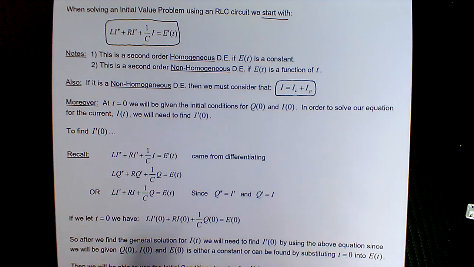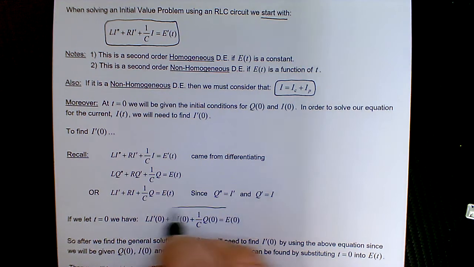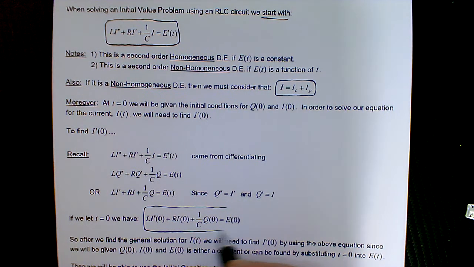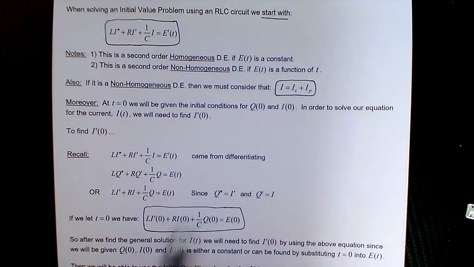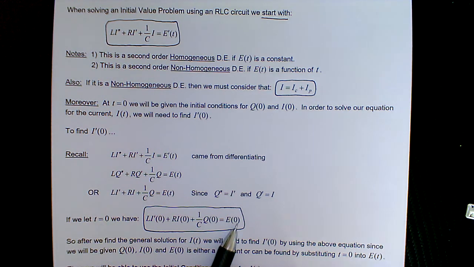that's true because Q double prime is I prime and Q prime is I. If we consider that equation and we let t equal 0, then we have a new equation that will allow us to solve for I prime of 0, because we will be given R, L, and C, and the initial conditions I of 0 and Q of 0. Just one other thing we'll have to remember is to evaluate the electromotive force, E of t, at 0 as well.